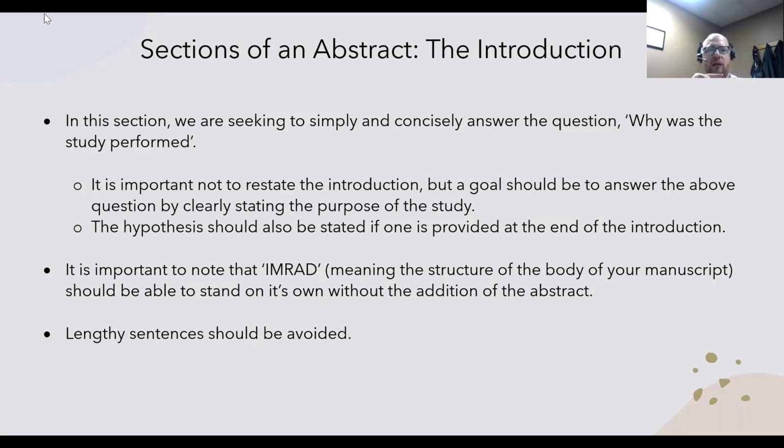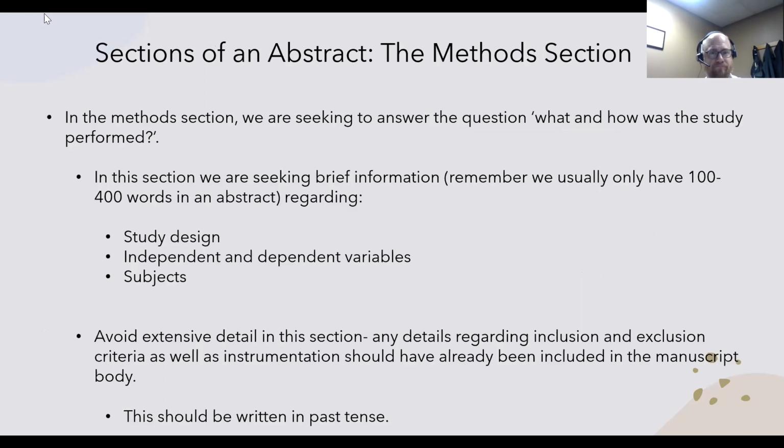Okay, we need to try to keep things brief and concise, and minimize the amount of wordiness and fluff that we're using. Okay, so the method section. So ultimately, what we're looking to do here is provide a very brief and concise summary and answer the question, what and how was the study conducted?